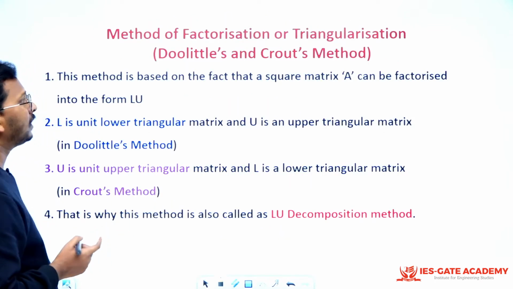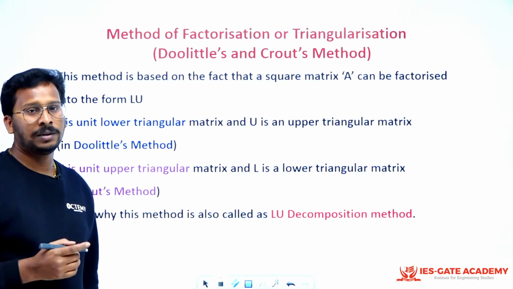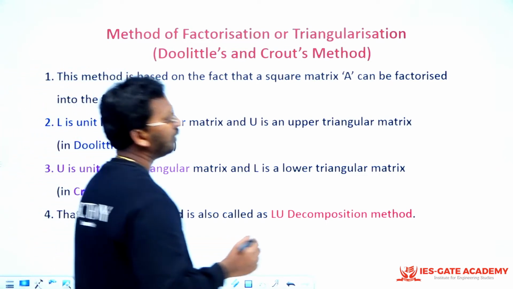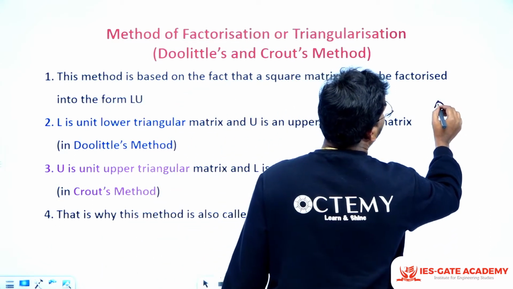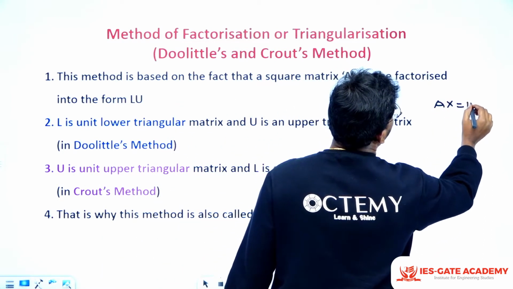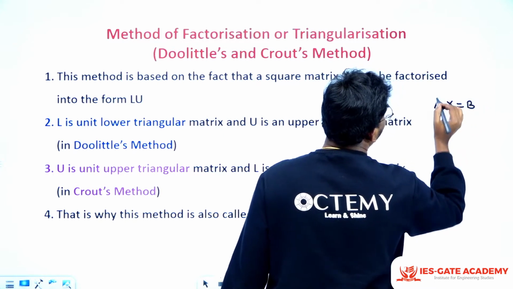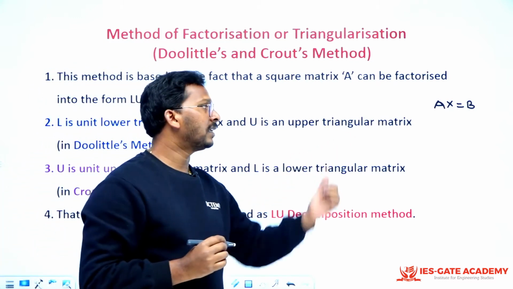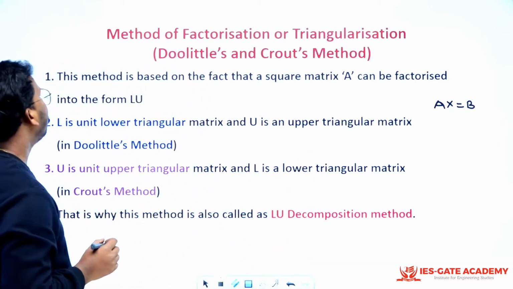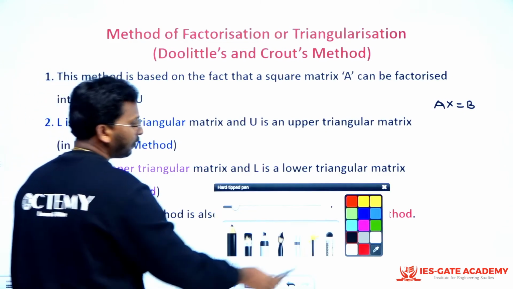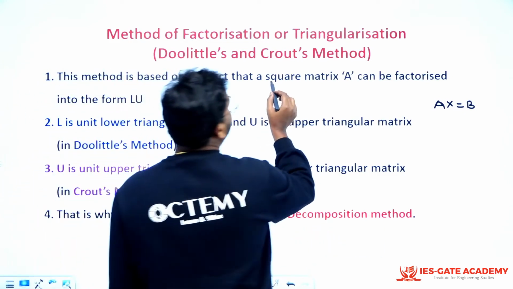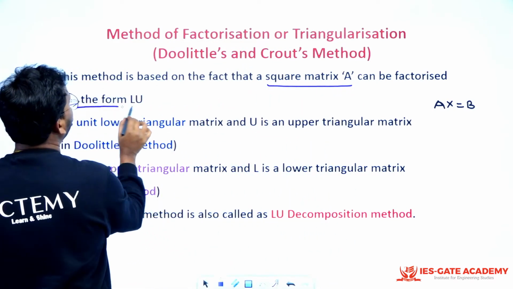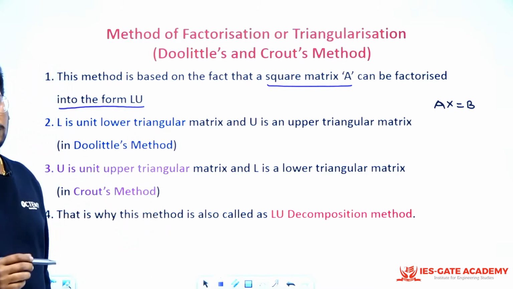So why is this method used, sir? This method is used to solve a set of simultaneous linear equations, and it's a direct method. We know that a set of simultaneous linear equations can be written as Ax = B, where A is the coefficient matrix, X is the unknown matrix, and B is the constant matrix. In this method, the square matrix n cross n can be factorized into two matrices called the L matrix and the U matrix.